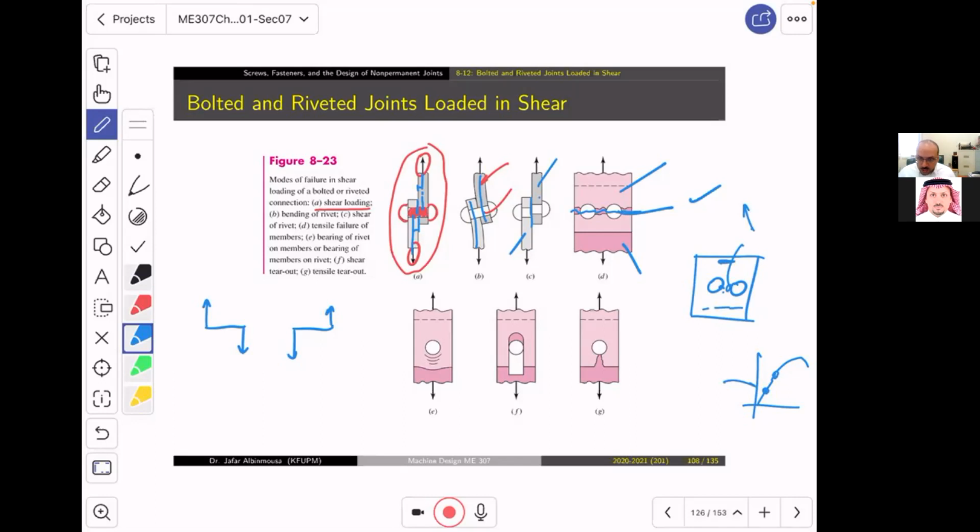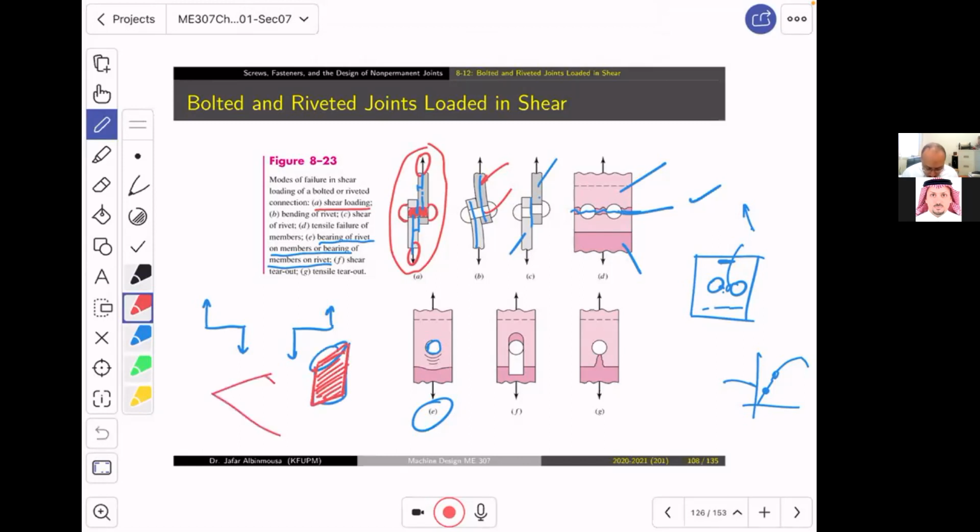Now, there is another situation where the member is not going to fail like break, but rather, which is E, this is bearing of the rivet on the member, or bearing of the member. So what happened? The bearing stress is the stress resulting because of an area pushing against another one. If you think about it, this rivet has a projected area, right? It is circular, but it has a projected area over there. And this projected area might push against the member.